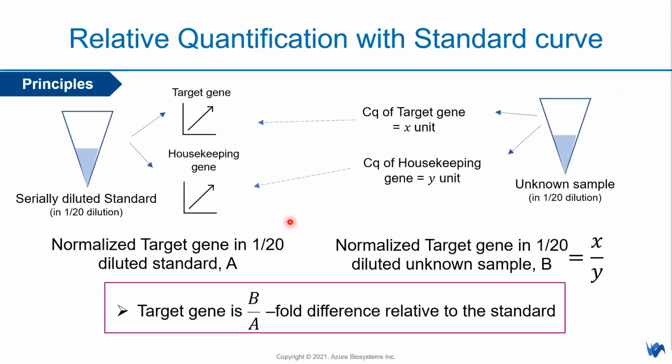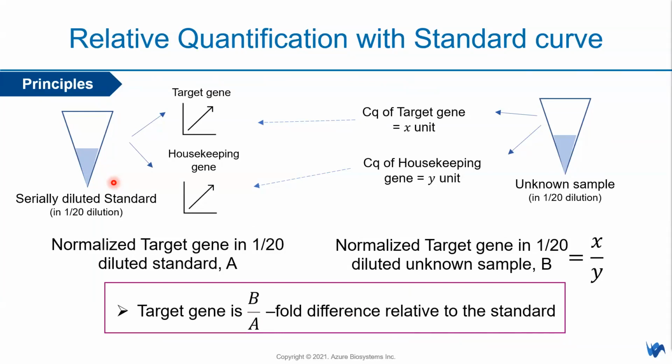This is a simplified diagram showing the concept of relative quantification with standard curve. Basically, you have a standard. This standard can be from your pooled sample from all your experimental samples, including your control, or anything that is relevant, like a healthy individual, time point zero, or even a non-treated control. That can be your standard.